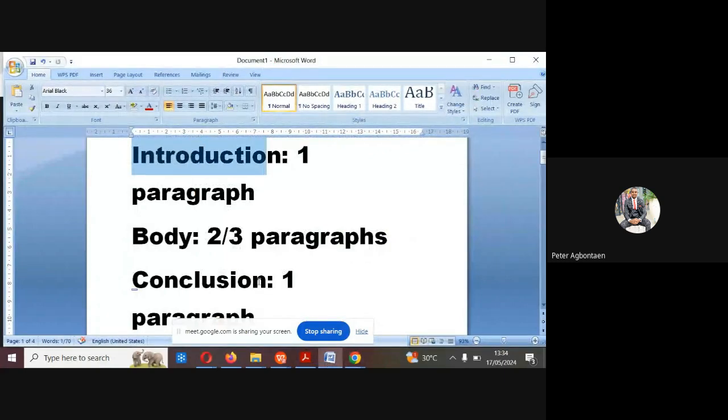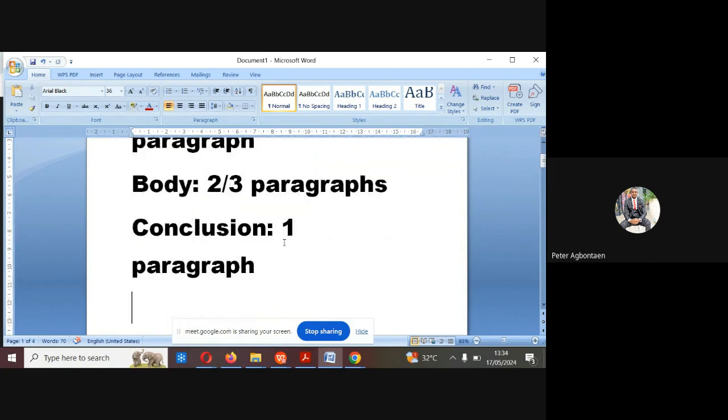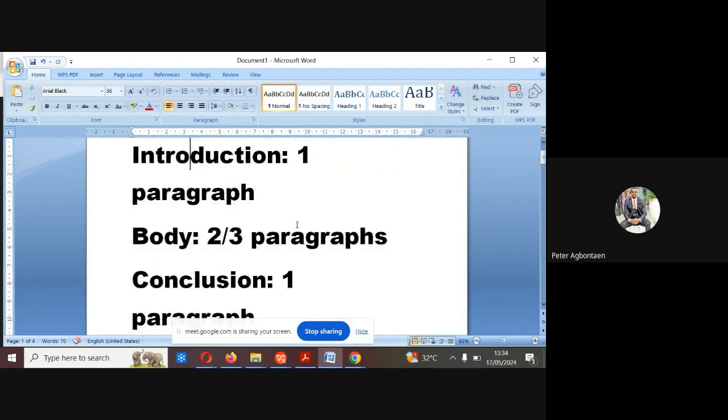Now, the way it works is that the introduction is just a paragraph long, just 1 paragraph, and the body will be 2 or 3 paragraphs. So sometimes you write 2 body paragraphs, sometimes you write 3, depending on the question. And as I get along, I will be explaining to you circumstances that warrant you to write 2 body paragraphs and situations that will prompt you to write 3 body paragraphs. And then, of course, the conclusion is also only 1 paragraph long.